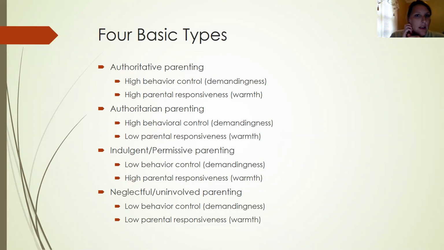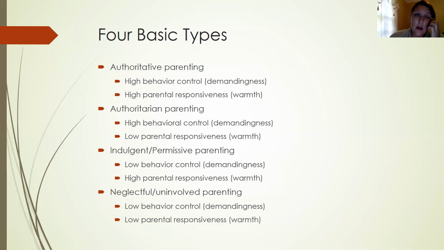So authoritative is where you have a very high level of demandingness. The parent likes to control the behavior, know what's going on. There are rules in place, for example curfews and things like that, and certain things that a child can and can't do. But it's also matched with a high level of warmth. So the parent is very responsive to the child, or adolescent. The parent will talk with the child, go to their level, and provide affection and warmth when it's needed.